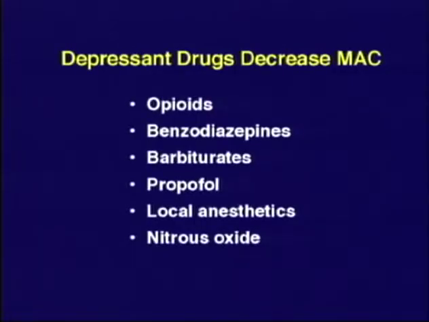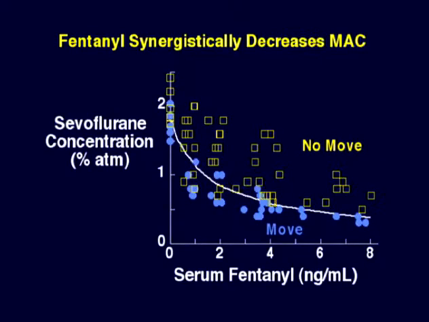Okay, let's see a list of the depressant drugs that will decrease MAC. And it's what you would expect. We have noted these: the opioids, the benzodiazepines, the barbiturates, and of course propofol. Local anesthetics, not because they produce local anesthesia, but if you give lidocaine intravenously, it will decrease anesthetic requirement as defined by MAC. And of course nitrous oxide will decrease the requirement for potent inhaled anesthetics. Now here's a demonstration of the synergistic effect of fentanyl on sevoflurane MAC.